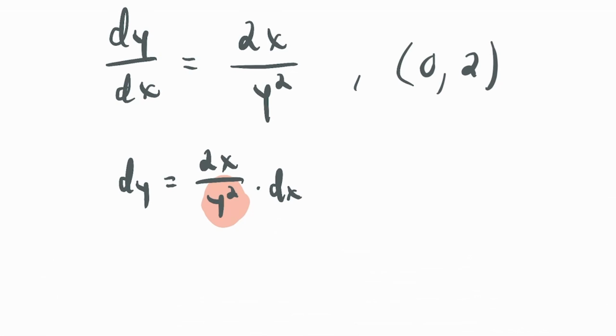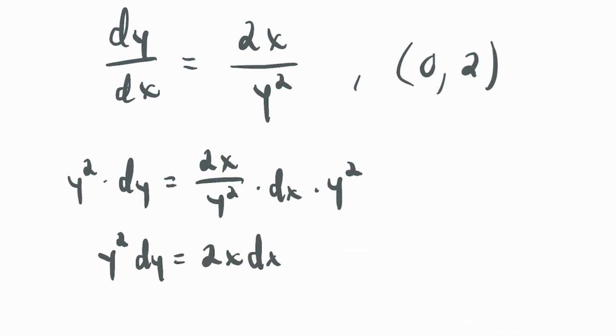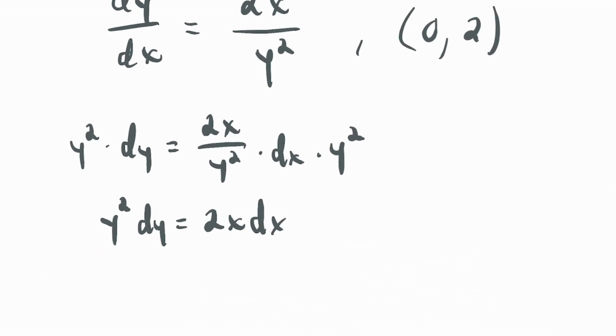Okay, whether you pause the video or not, we're back. I'm just going to multiply y squared on both sides. I have a fraction. I want to move the denominator, so I multiply y squared on both sides. So on the left, we'll have y squared dy equals 2x dx. Okay, so now I've separated my differential equation. I've separated the variables. Okay, so now I can integrate.